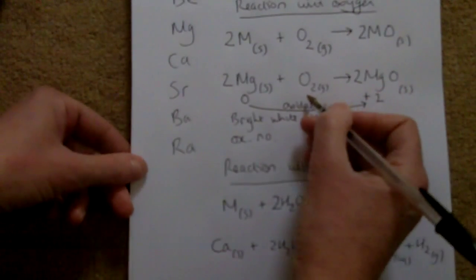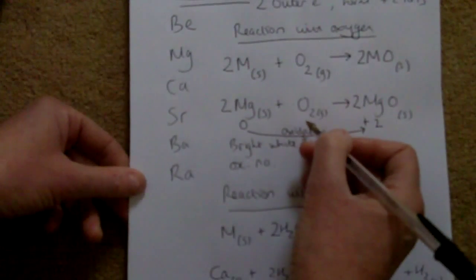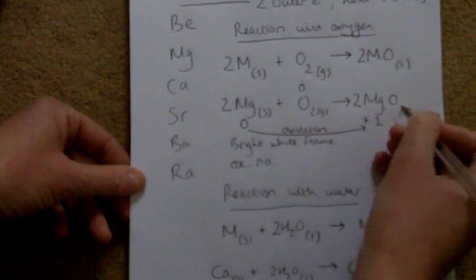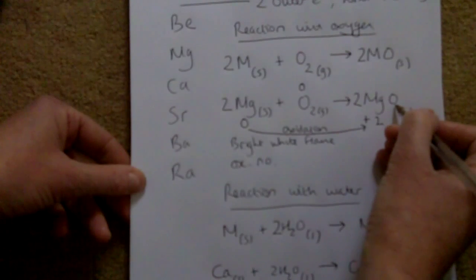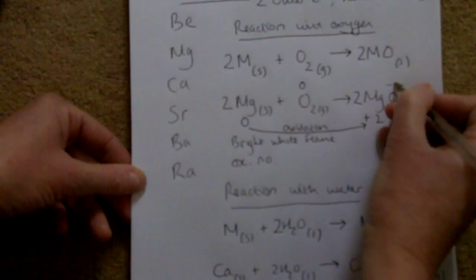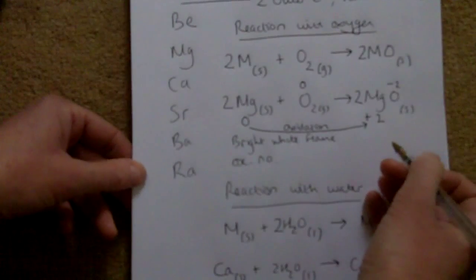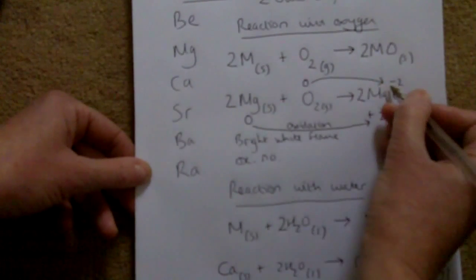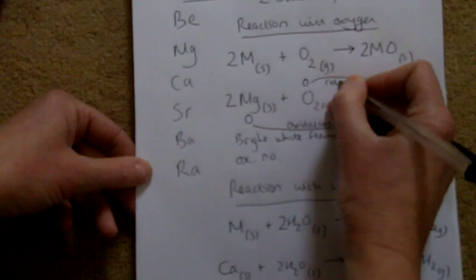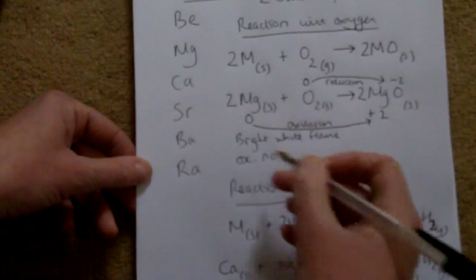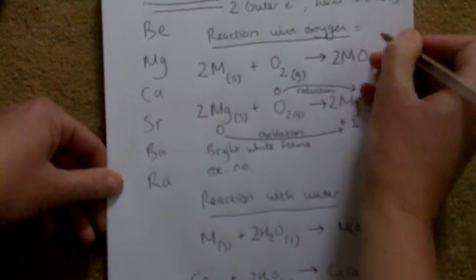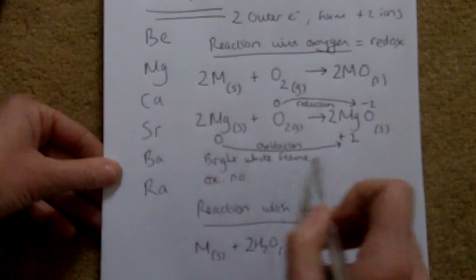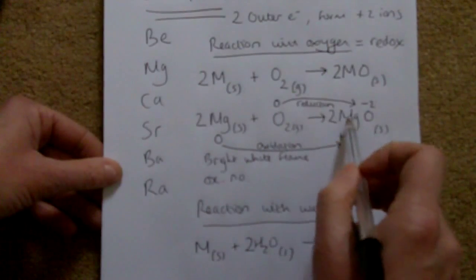And then if you look at the oxidation number of oxygen, again, because it is an element, it is 0. The oxidation number of oxygen here is -2. Oxygen is always -2, except in the exceptions. And that oxidation number has reduced, and that is reduction. So this is an example of a redox reaction, because the magnesium has been oxidized and the oxygen has been reduced.